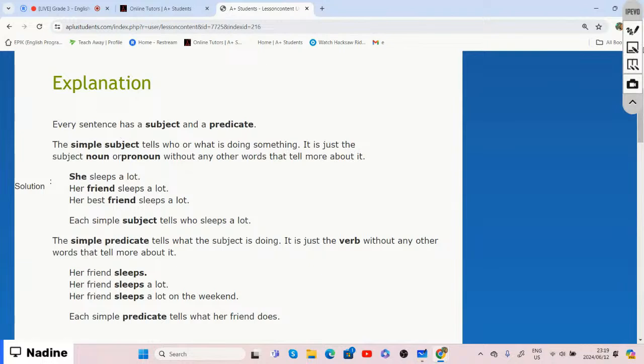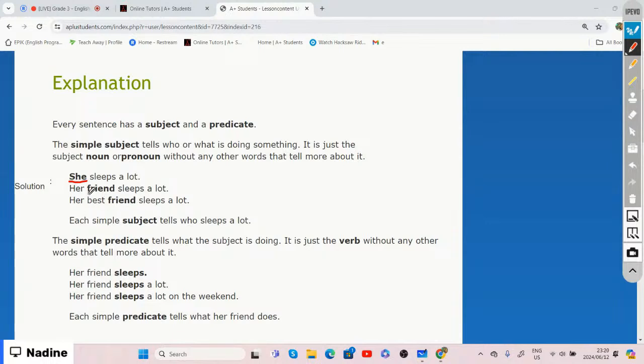And then we made an example where we said, she sleeps a lot. And then we identify the pronoun, which is she. Her friend sleeps a lot, right? And remember, with the simple subject, we only identify the noun, which is friend, not her friend, just friend. And then also, her best friend sleeps a lot, right? And then we only say friend because we said with our simple subject, we only identify the noun or pronoun without any other words that tells us more about it.